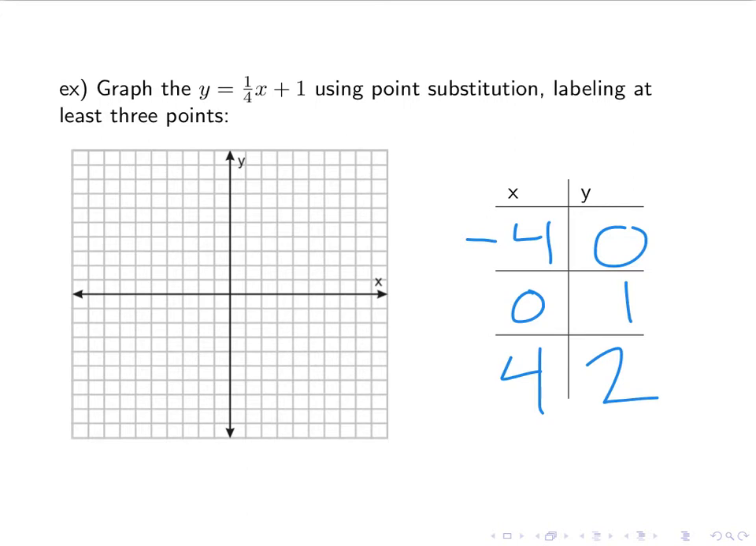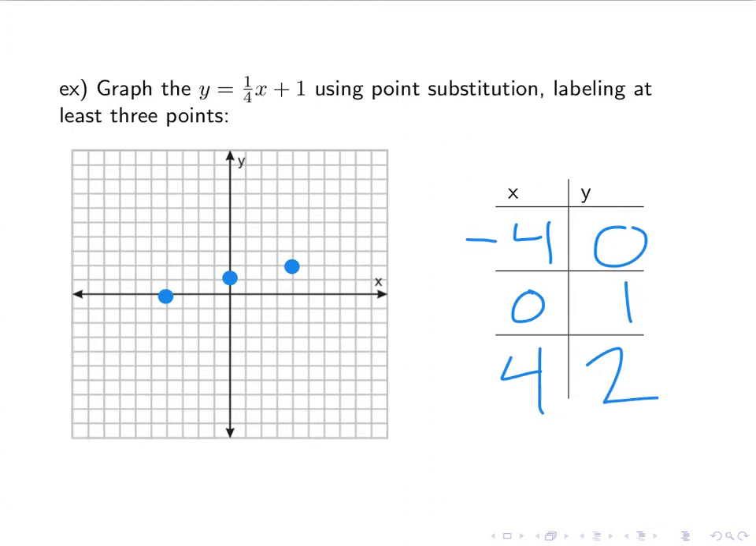Okay, and then once I have my 3 points, I'm going to graph them. So -4, 0 is 4 in the x direction, 0 in the y direction. 0, 1 is 0 in the x direction, 1 in the y direction. And then 4, 2, oops, that's kind of off. It's still kind of off. Again, I'm doing this on an iPad, it's kind of hard. 4 in the x direction, 2 in the y direction.